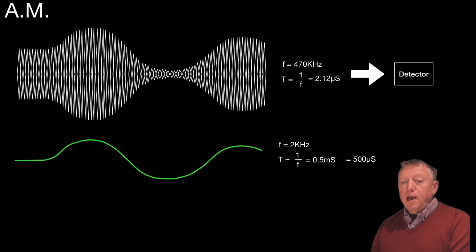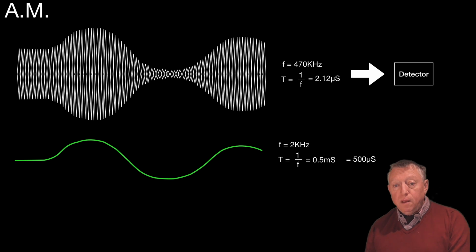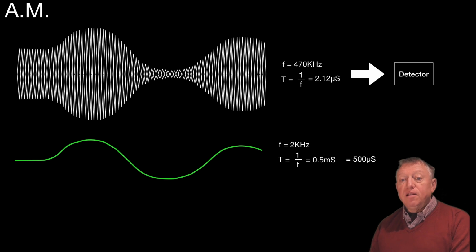So let's have a look at how we go from the top waveform, which is essentially an amplitude modulated signal centered on 470 kHz, to the bottom waveform, which is a 2 kHz tone. Obviously, in real world examples, we probably wouldn't be sending a tone, but a complex waveform for voice. But the tone serves to illustrate the point very well. So let's look at the mechanism from going from the top waveform to the bottom waveform.